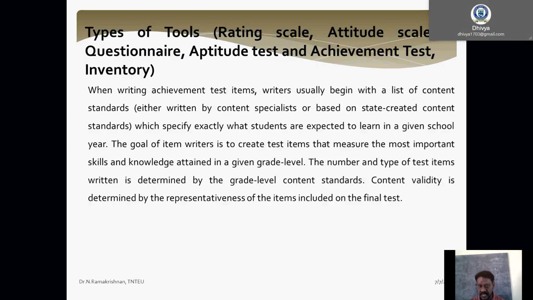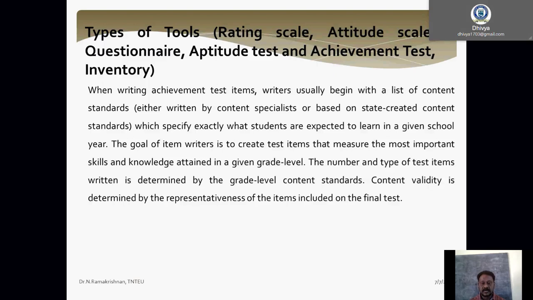So I would like to give a gist of what has been said in this particular paragraph. Before conducting an achievement test, what do we do normally? As a teacher, you should first do content analysis. Then normally we prepare a blueprint. The blueprint, I have already told you, is based on Bloom's taxonomy of objectives, that is knowledge, comprehension, application, skill. These are all the four.